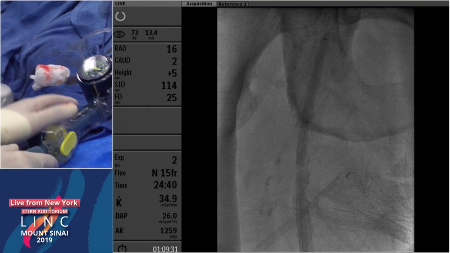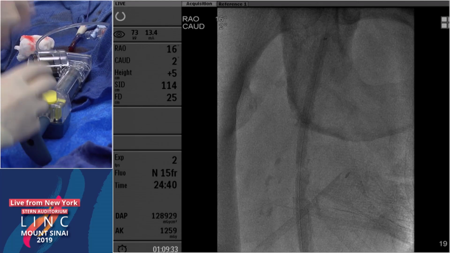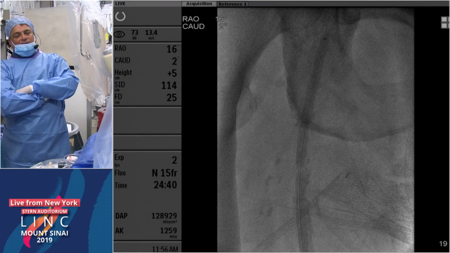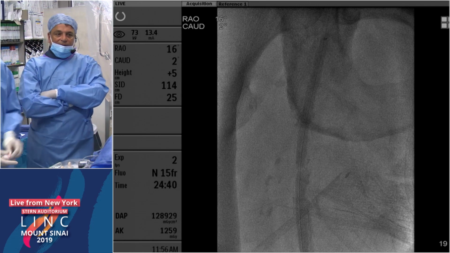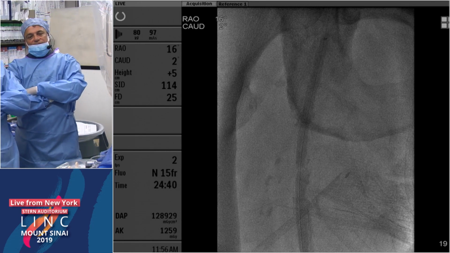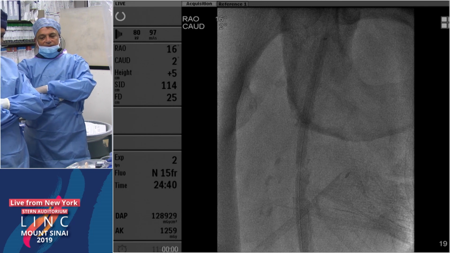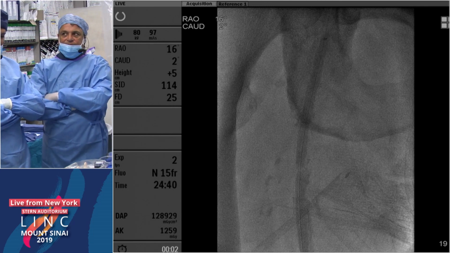But the issue here is going to be surveillance, and that's what I wanted to ask all of you. How do you survey these covered stents? And maybe Stephen or Brian can advise me when they put a covered stent in these kinds of lesions. Does it change the way you survey these patients?